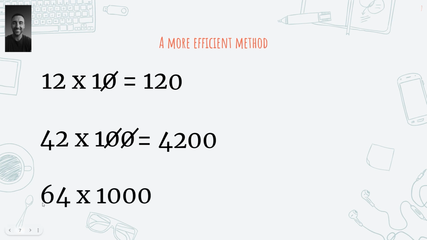Last one we'll do, 64 times 1,000. Again, same technique as before. Strike out the zeros in 1,000, which will leave us with a very simple multiplication problem of 64 multiplied by 1, which of course is 64, and then you just add those 3 zeros onto the end to get 64,000.